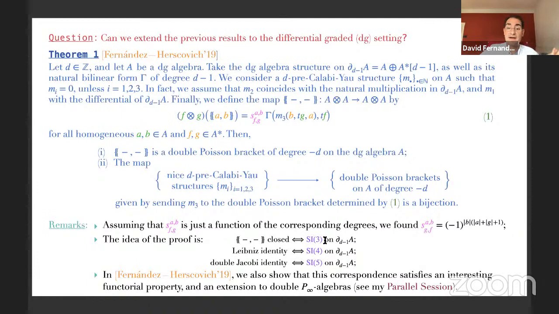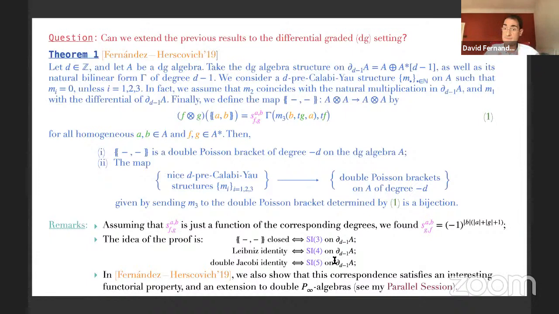In fact, the Leibniz identity is equivalent to SI4, the fourth Stasheff identity, and the double Jacobi identity is equivalent to SI5, okay? And the rest of the Stasheff identities are vanishing because we are taking only M1, M2, M3, okay?